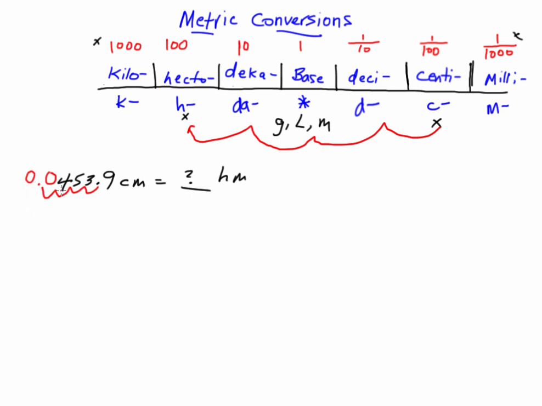Anyway, so here we go. So there's going to be my number. My answer to this question is going to be 0.04539, and that would be hectometers. Okay, so that's one way to make the conversion. Count the steps, move your decimal accordingly, and you'll have your number.